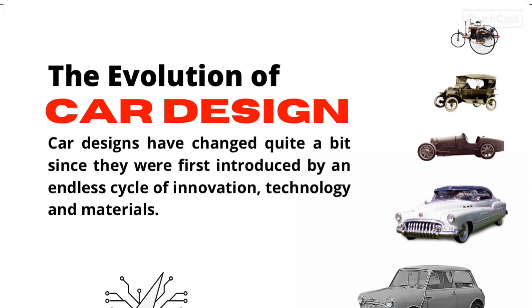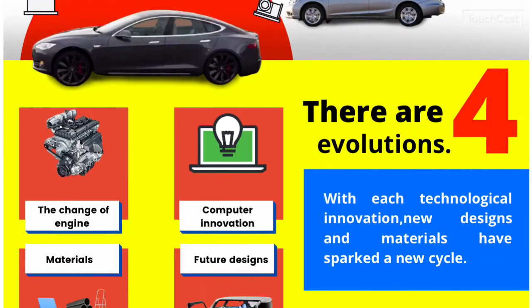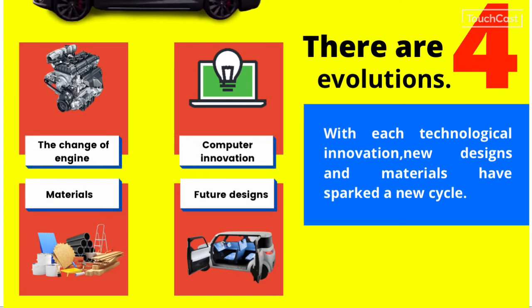For the second part, we move to the evolution of car design. Car designs have changed quite a bit since they were first introduced, driven by an endless cycle of innovation, technology, and materials. There are 4 evolutions, in which each technological innovation, new design, and material has sparked a new cycle. The first one is the change of engine. The second one is computer innovation. The third one is materials. And the last one is futuristic design.